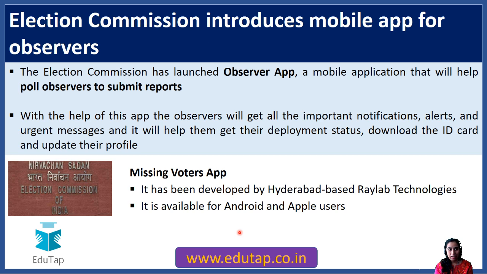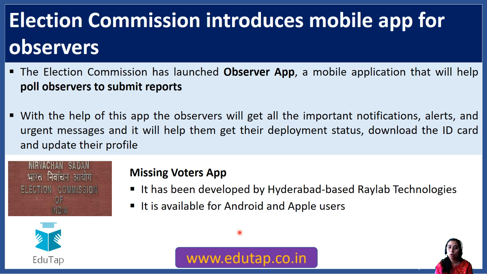Okay, so our next news is about, since elections are fast approaching, the date has been announced, 2019 Lok Sabha election. So Election Commission is in action now. So Election Commission has launched the app called as Observer app. So this app, you have to know, it has been launched by Election Commission itself, and it is basically to help the poll observers to submit their reports.